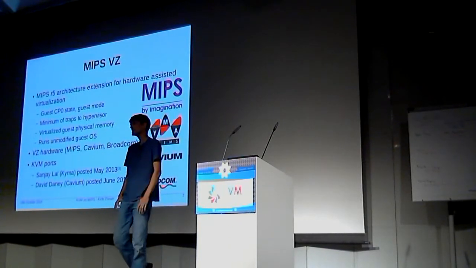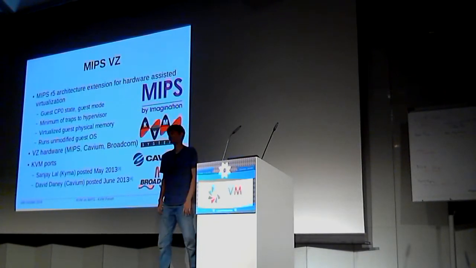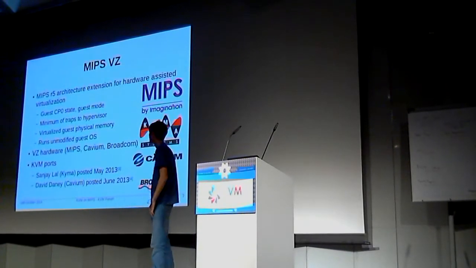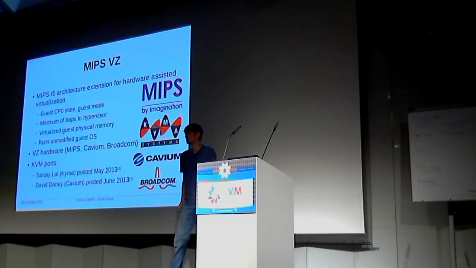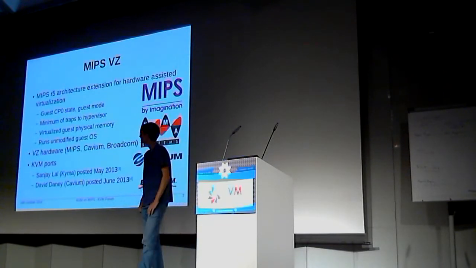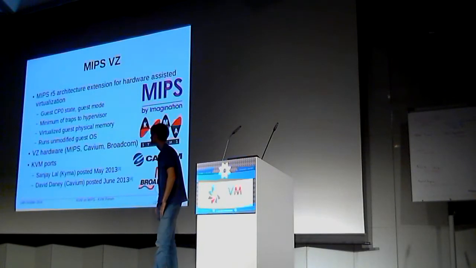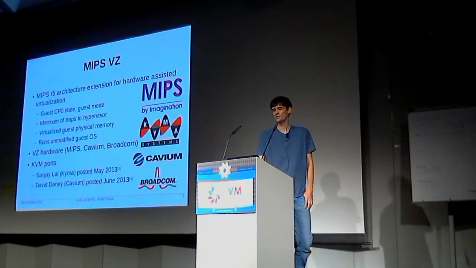Unfortunately, what this does mean is that there are 3 independent KVM ports for MIPS VZ. 2 of them have been posted to the list, one by Kemel Systems, again I mentioned them before, mainly aimed at MIPS32 at the moment, and David Daney from Cavium posted his as well, obviously aimed at the Octeon 3 64-bit processors. So there's a fair bit of work to do to unify these.